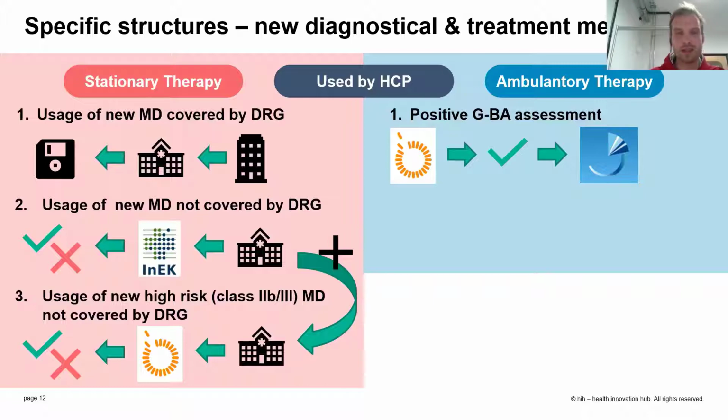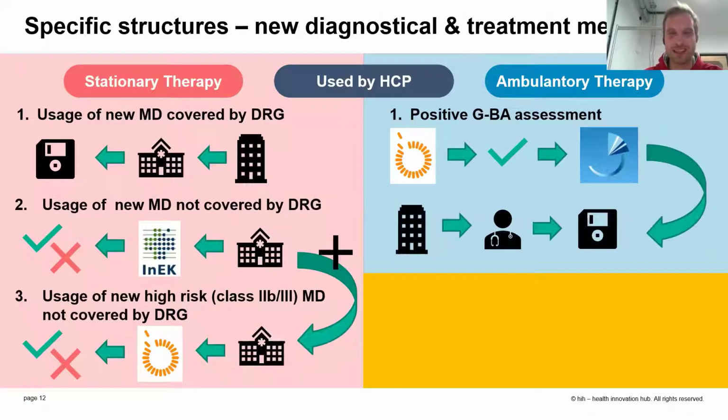And in the ambulatory therapy, we have this at the very beginning: we need this method assessment by the Joint Federal Committee. Once we have a positive method assessment, so the Joint Federal Committee says, yes, this software is working in the framework of this therapeutic or diagnostic method, then we have a reimbursement decision by another joint committee, which is about the reimbursement, and then the doctors get their money.